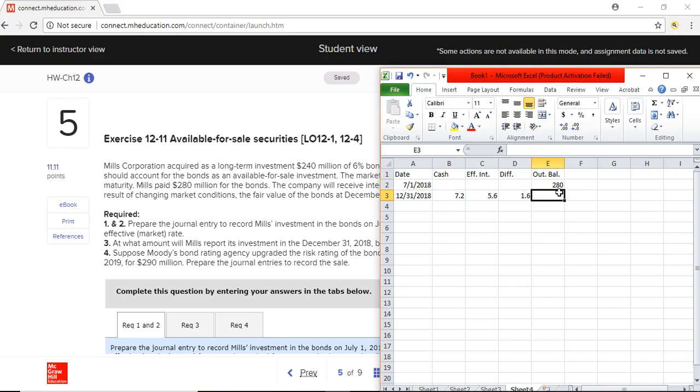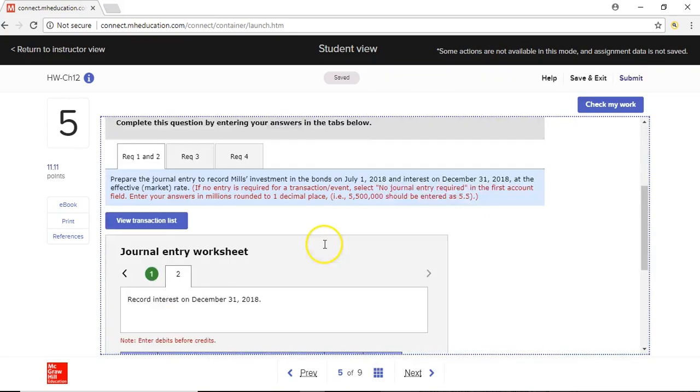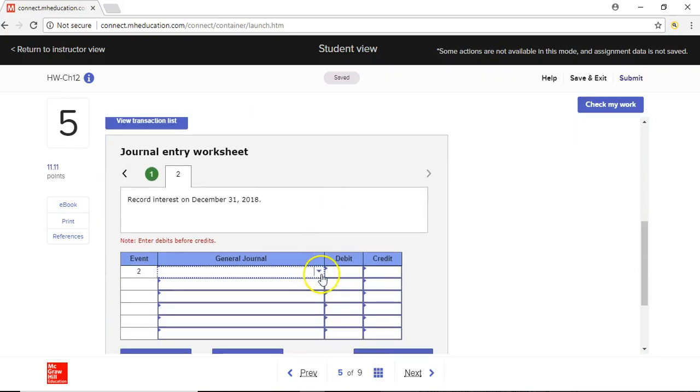Because at maturity, these bonds will pay back investors $240 million. So we should decrease $280 million. So we subtract 1.6 from the previous balance. So with these numbers, we can generalize the second entry.